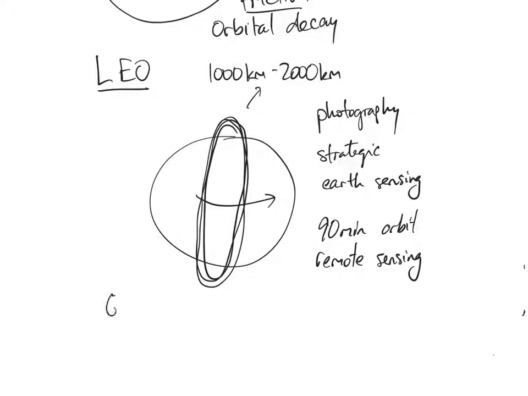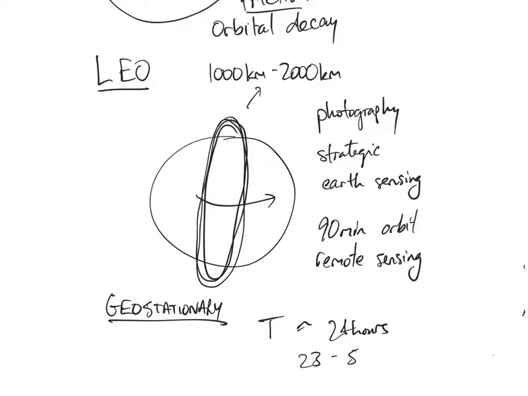Typically geostationary satellites have a much higher orbit. If they're orbiting over the equator or over the Earth much higher up, they have a period of approximately 24 hours. So it could be a little bit less, 23, 50 something, 55, 58.